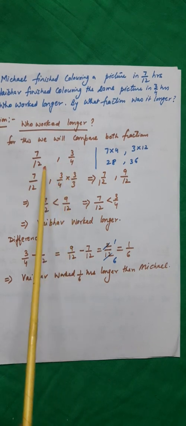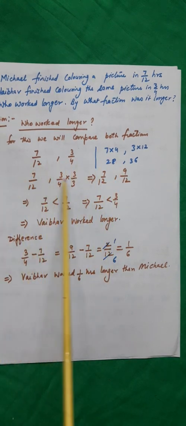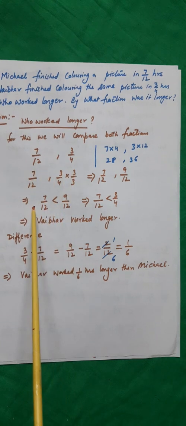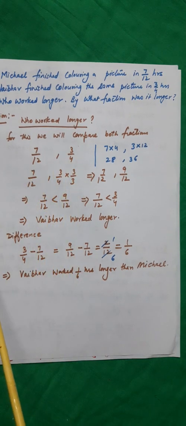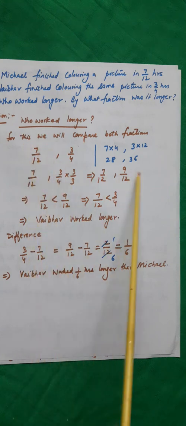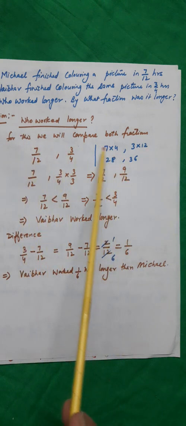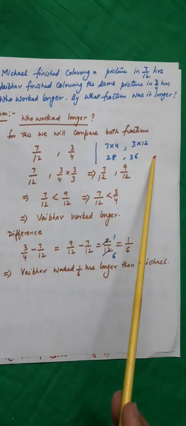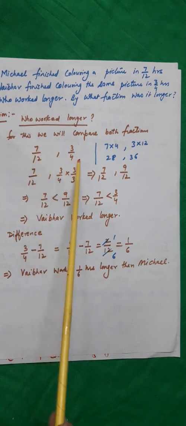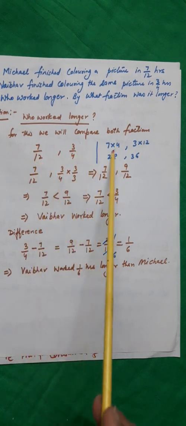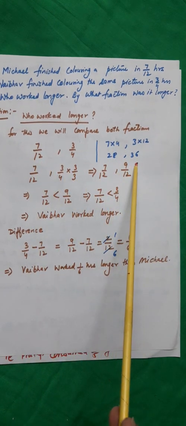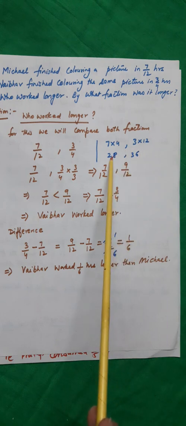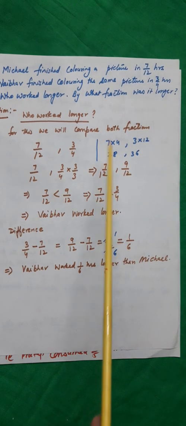Now we will be able to compare them by two methods. One method is that I make the denominators same and compare the numerators. Second method is just cross multiplication. Cross multiplication, what do we do in this? 7 into 4, comma 3 into 12, right? So 7 remains here, 4 shifts here, 12 shifts here. So we have 28 and 36, which gives that 36 is more than 28.